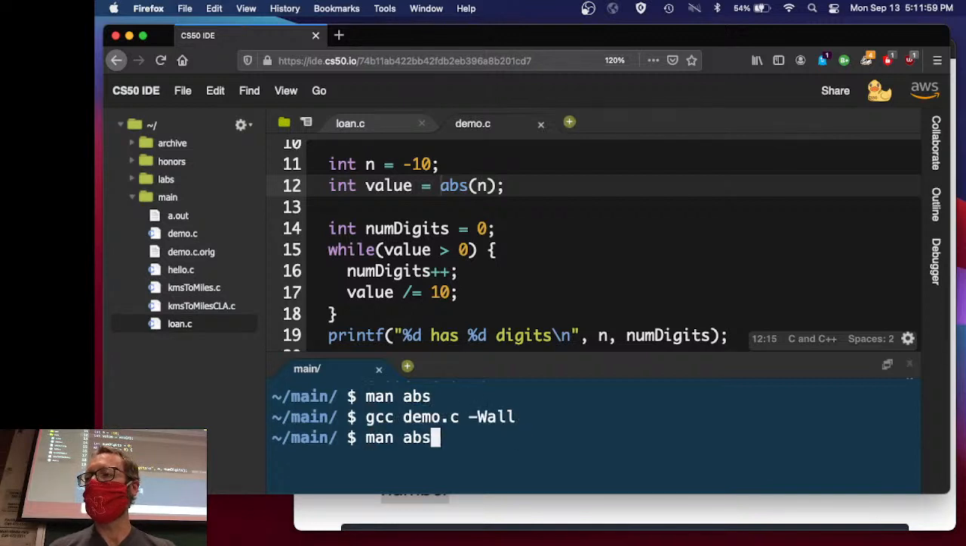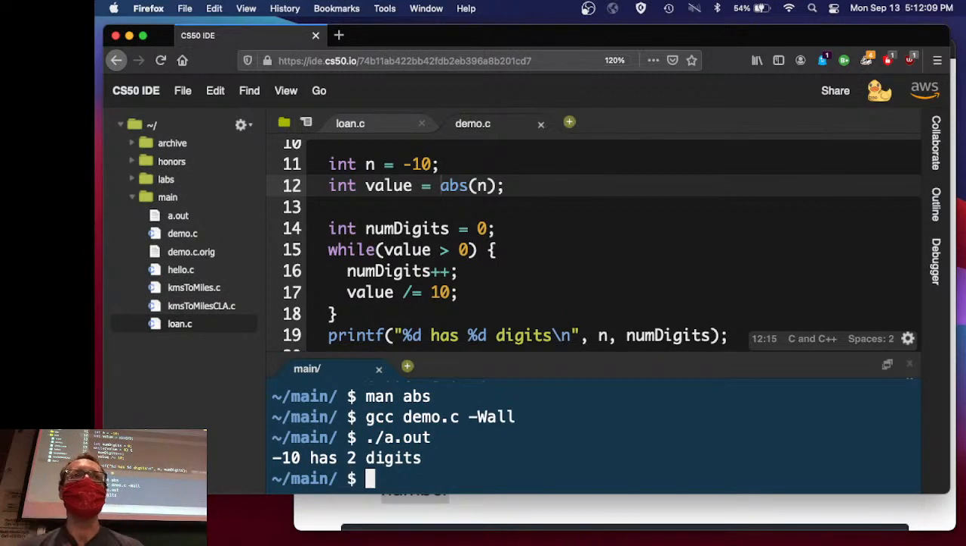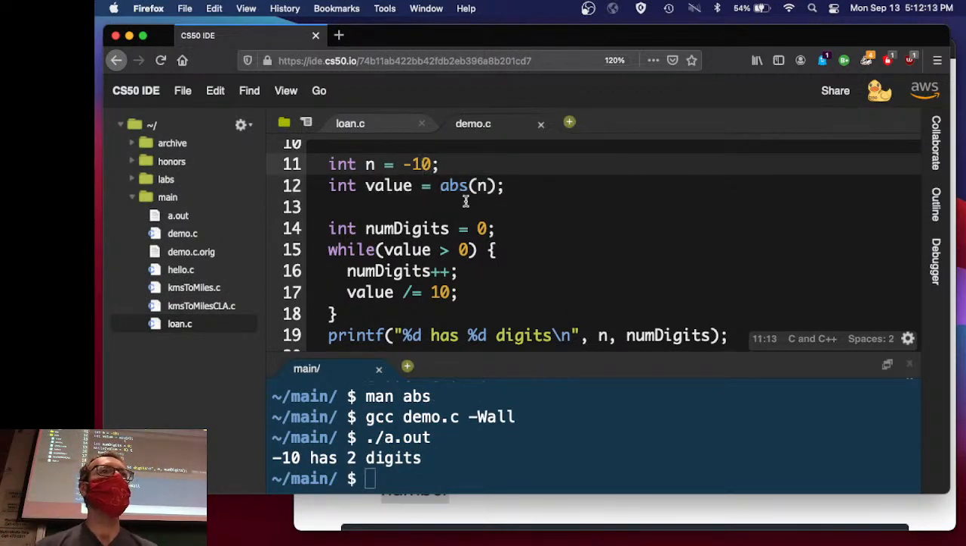Now let's see if that corrected it. So GCC. There, negative 10 has 2 digits. I'm convinced it works there. Am I testing all possibilities, all edge cases? What's one last edge case that you might want to consider? Oh, letters? Hello. Can you do that though? Nope, that won't even compile. Right.